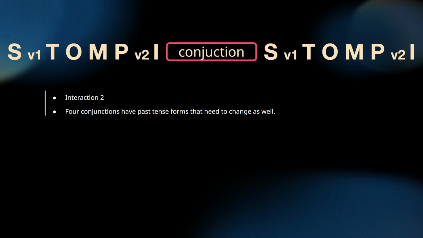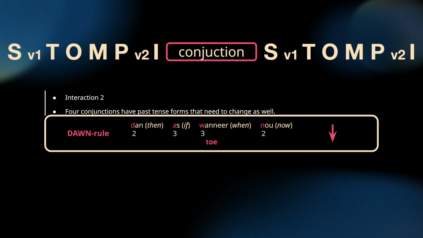Let's take a look at interaction number 2, which is also an interaction that is used extremely often. It is tested constantly because it is also so common. It is known as the dawn rule, or some teachers teach it as the wand rule as well. And it is basically a mnemonic for 4 conjunctions that have a past tense form.